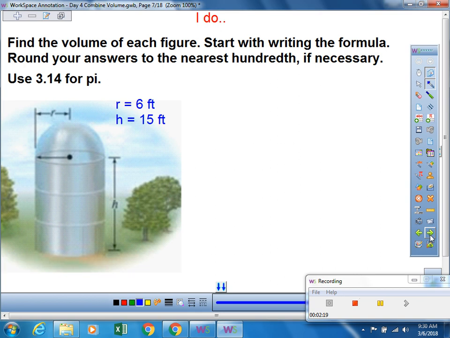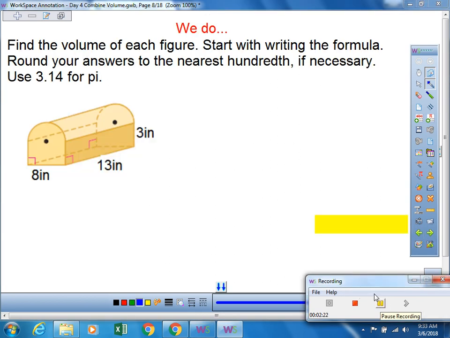We're going to do the shape. So what two shapes does it look like? Okay, what two shapes does it look like? A cylinder and a rectangular prism.